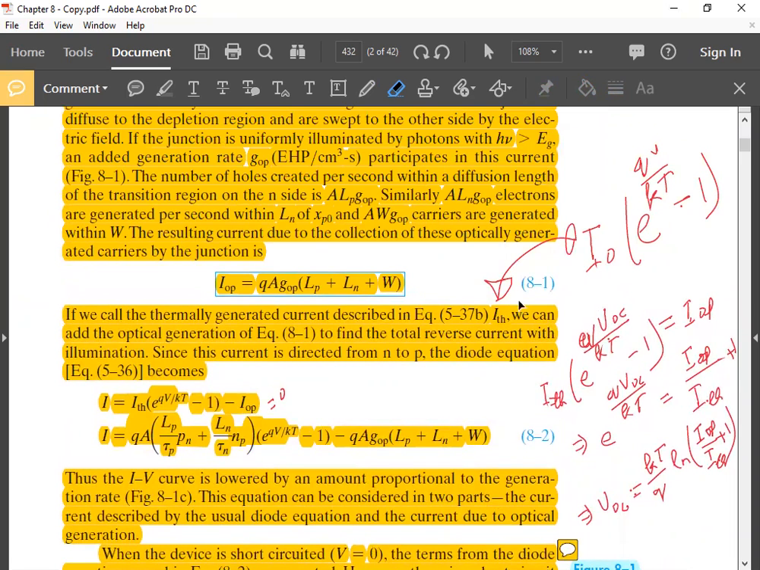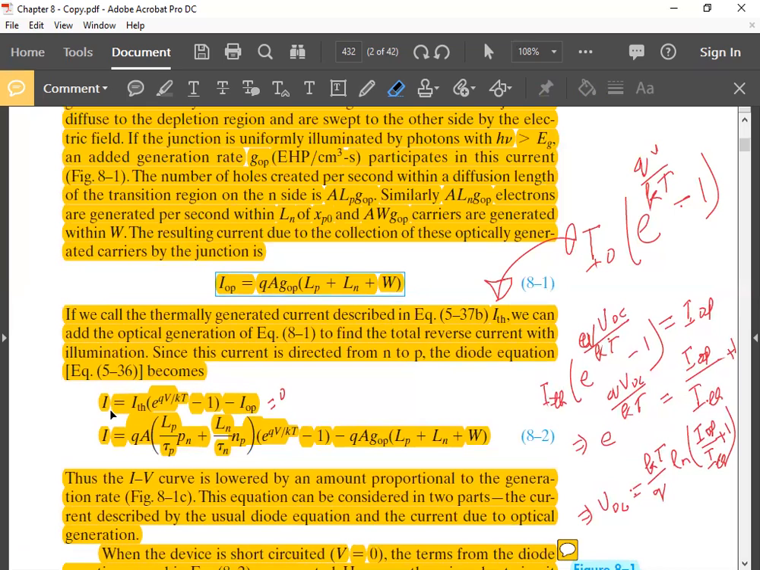Where was I? Yeah, this I thermal and I0, these are equal. And I0, if you remember, was equal to QA into dP by LP PN plus DN by LN NP in the diode equation. But dP by LP is equal to LP by tau P. Why? dP into tau P is equal to LP square. Remember those things? So dP by LP and LP by tau P are the same thing. So this part is actually this I0, which is denoted by I thermal here, ITH.